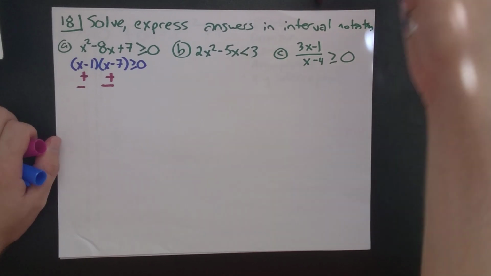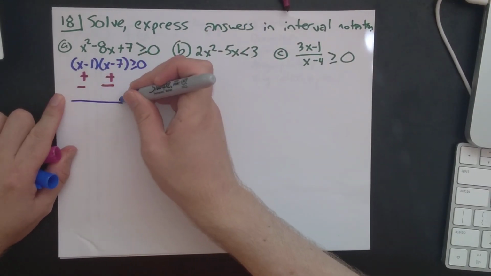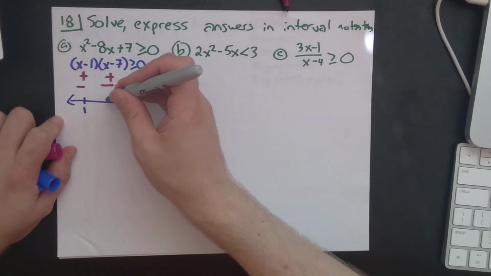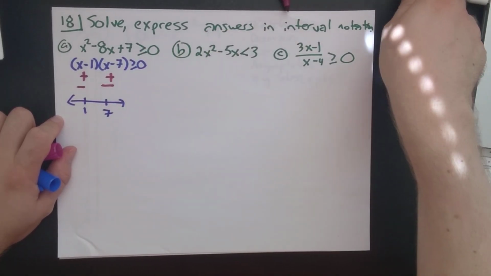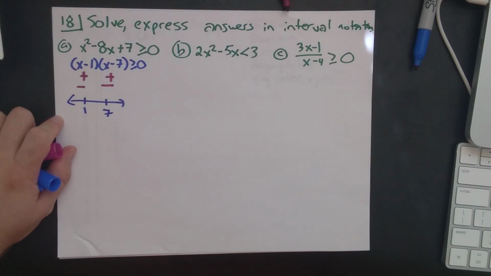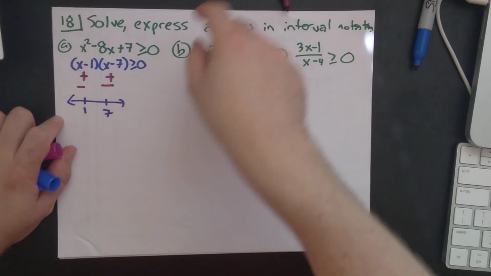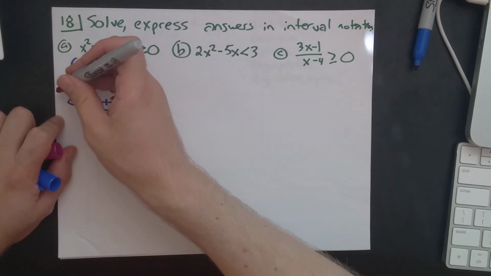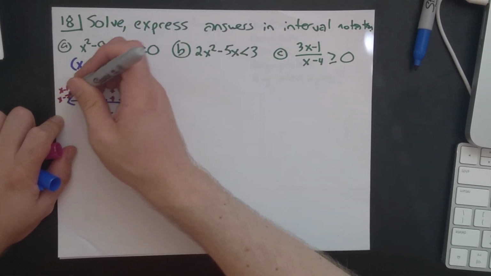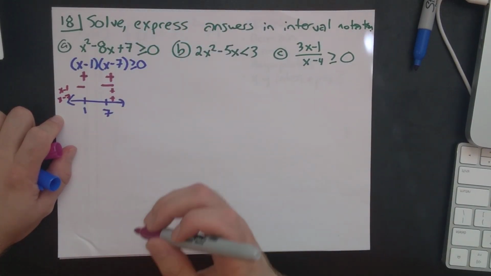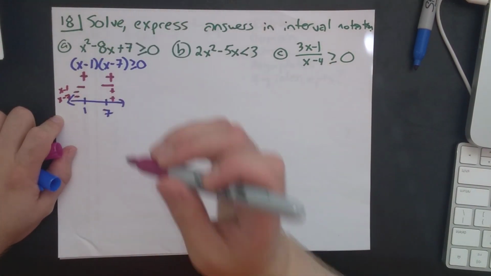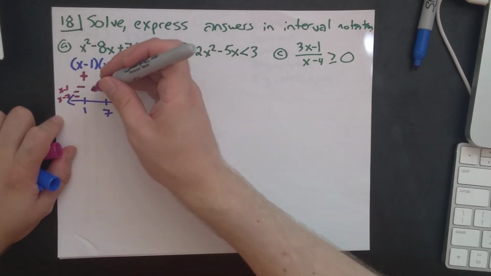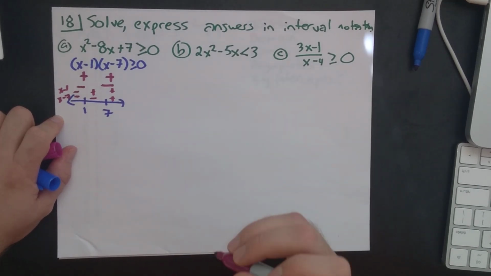So let's just draw a little number line here. So x minus 1, that's 0 at 1. x minus 7, that is 0 at 7. And so we see that if we are bigger than 7, both the x minus 1 and x minus 7 terms are going to be positive. If we're less than 1, both the x minus 1 and x minus 7 terms will be negative, and in between, one will be positive and one will be negative.